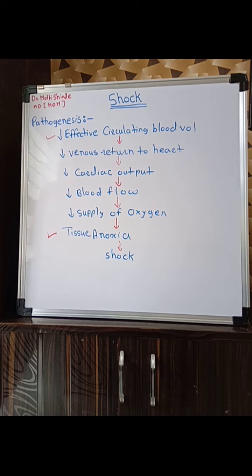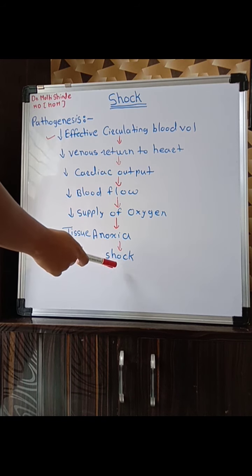And after this we studied the pathogenesis of shock, and this mainly depends upon two factors: a decrease in the effective circulating blood volume, and second, tissue anoxia, and that leads to shock.